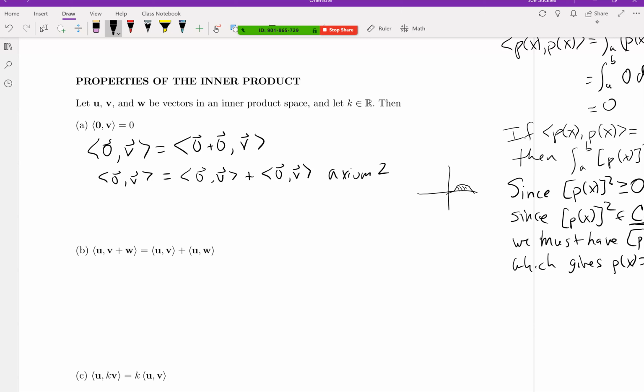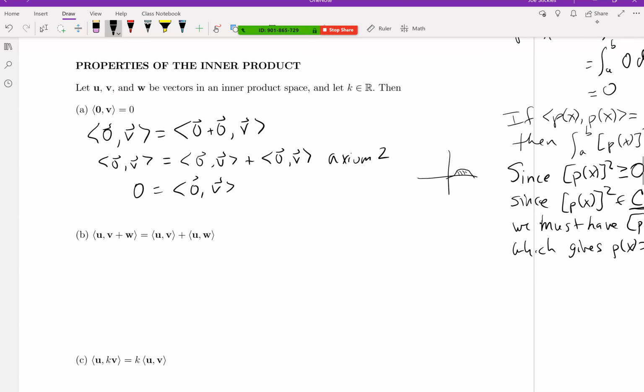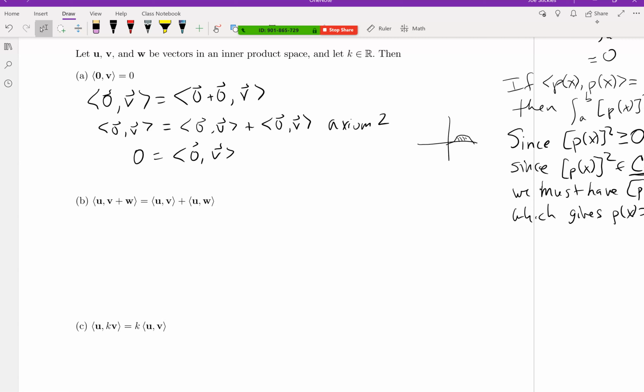And now again, these are just real numbers. Remember that the inner product is a function that takes two vectors and spits out a real number. So I can just subtract the real number from both sides, and you get 0 is equal to what we wanted. Nothing fancy vector talk there. That's just real numbers.